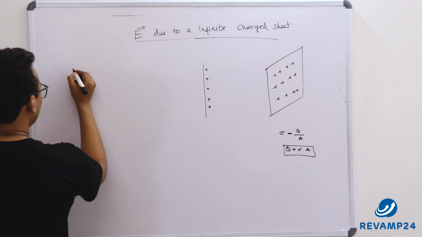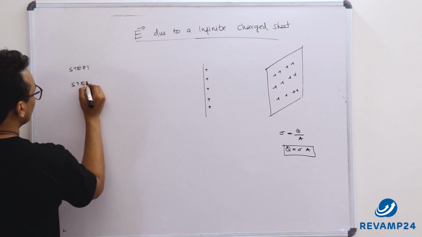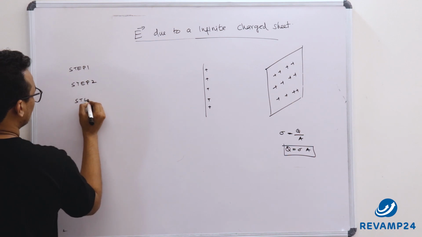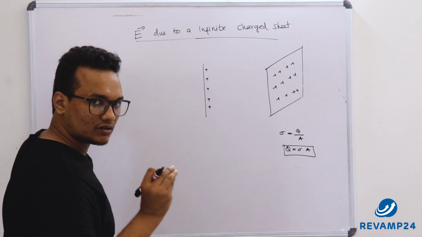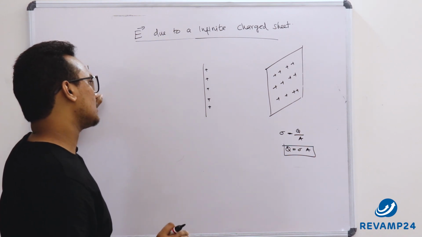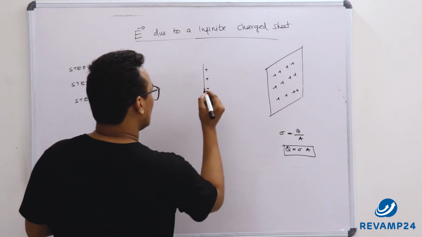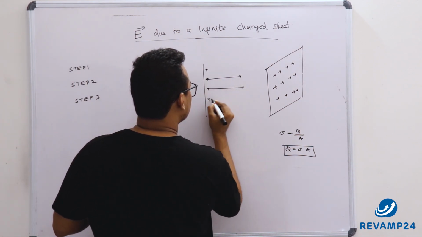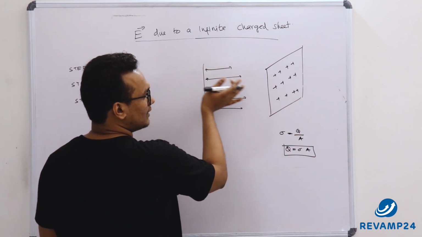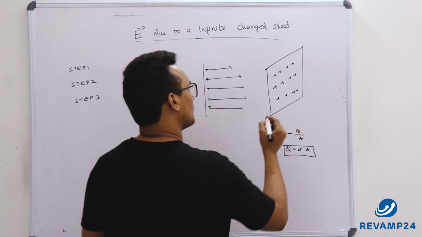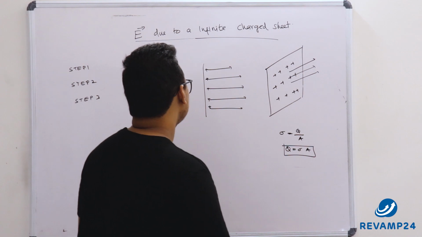So three steps: step one, step two, step three. With this, we will get the value of the electric field. What is step one? We have to consider a Gaussian surface that encloses the charge. We know the electric field is directed in this way; I have explained this in the previous video. From here the electric field will be in this direction, parallel.